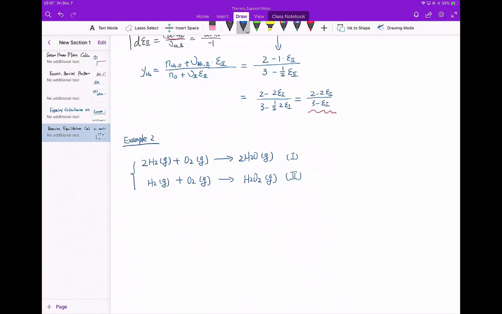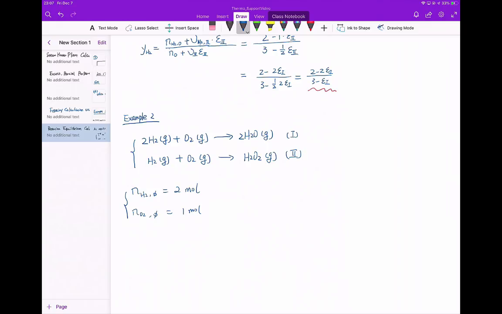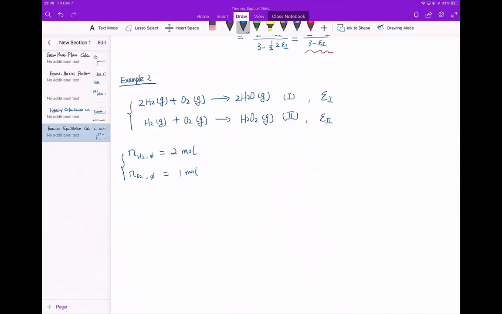Now I'm going to start with n0 hydrogen. Initially, I'm having two moles of hydrogen and one mole of oxygen. Then I'm having reaction coordinate epsilon 1 for the first reaction, and at equilibrium the corresponding reaction coordinate for the second reaction is epsilon 2. So now I'm asking you to write down y hydrogen. What is that y hydrogen?